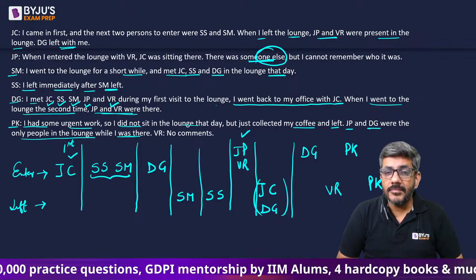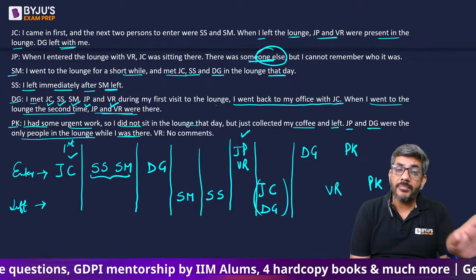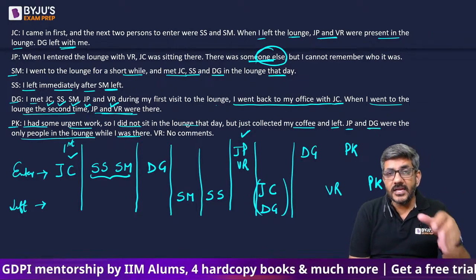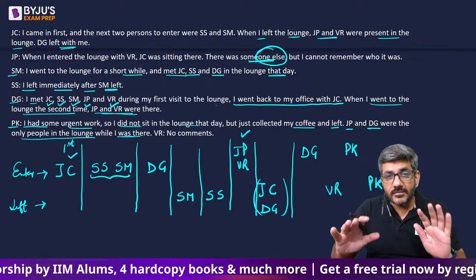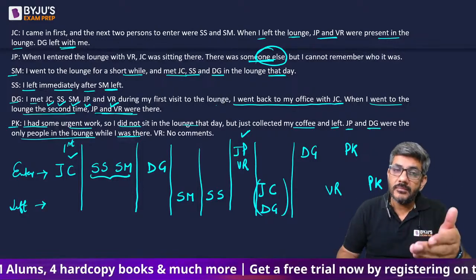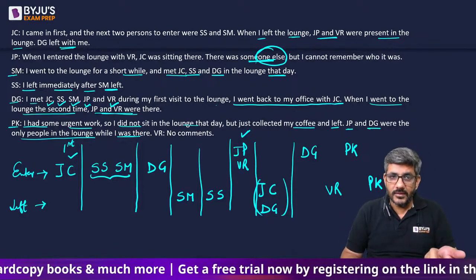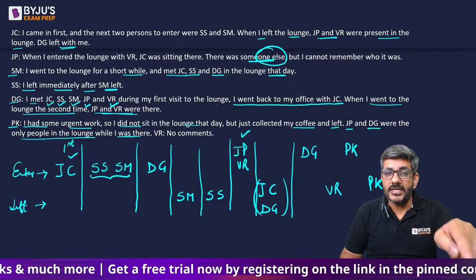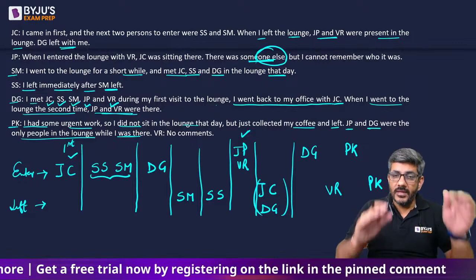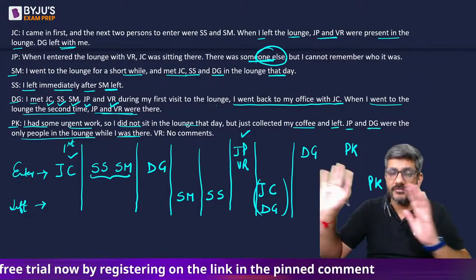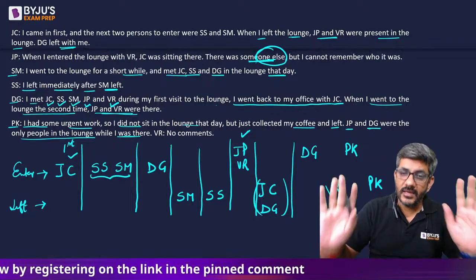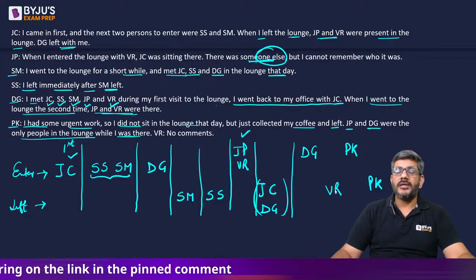ये समझे मेरी बात? DG जब आया, he saw JP and VR there. And after that VR left, because the moment VR left, PK came. अब PK को VR नहीं मिला. So whom did PK meet? PK met DG and JP at that time. PK came and PK left. PK आया और PK गया.